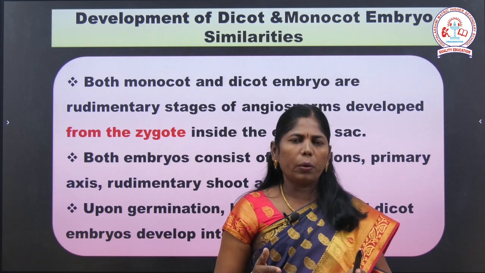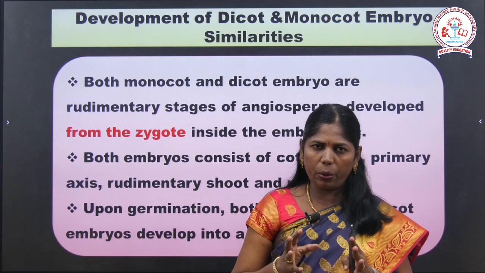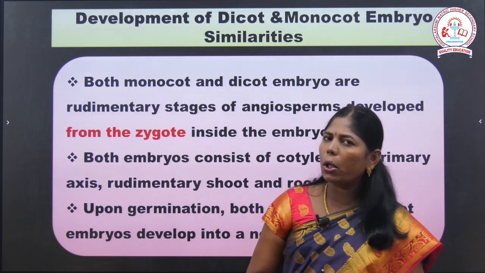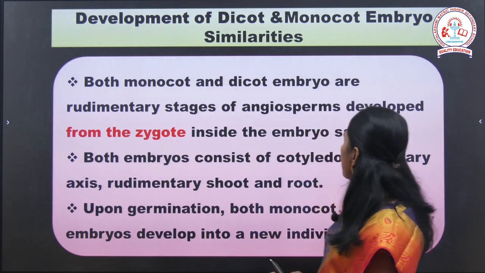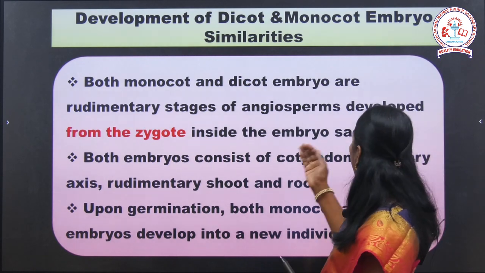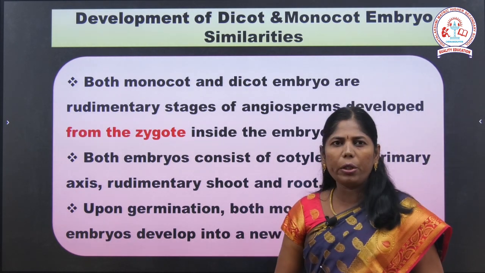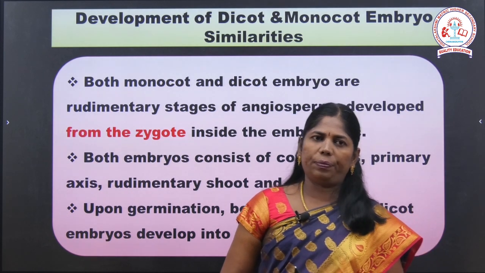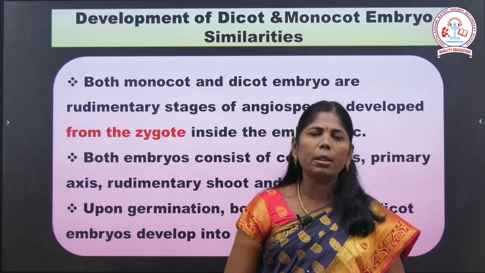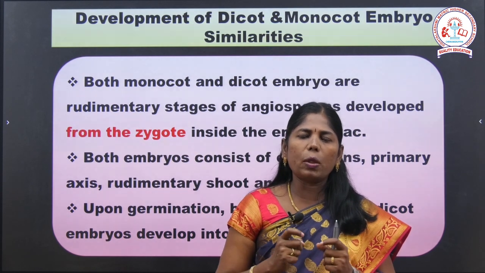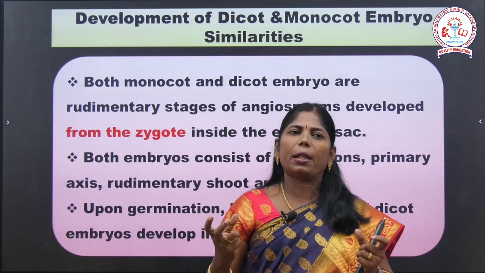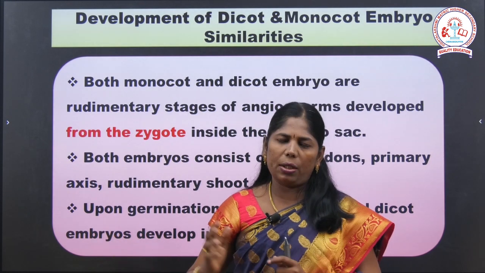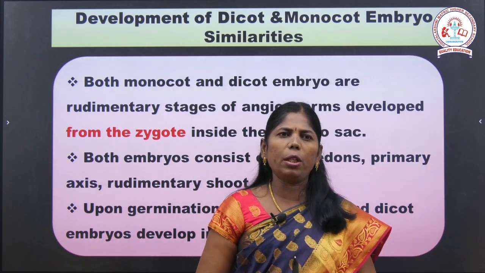What are the common characters between the two, and what are the differences? Both monocot and dicot embryos are the rudimentary stages of the angiosperm developed from the zygote. Both start from the zygote, which is formed as a result of fertilization. When the zygote undergoes mitotic division, we get this. The zygote undergoes mitotic division to form 8-celled and then 16-celled stages.